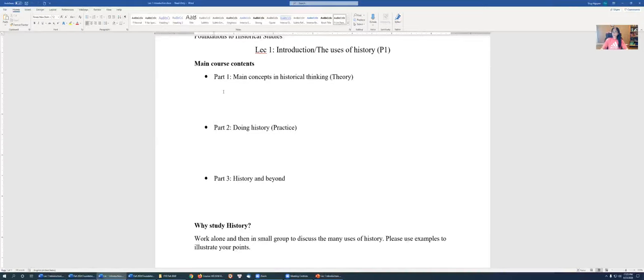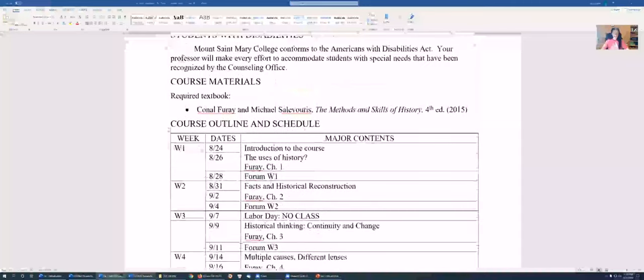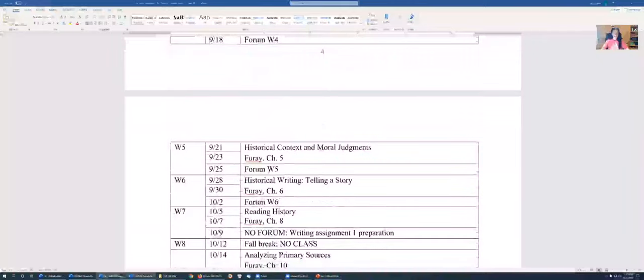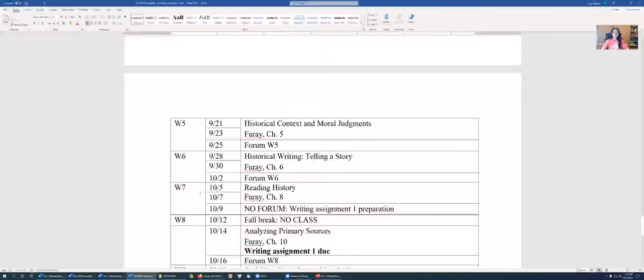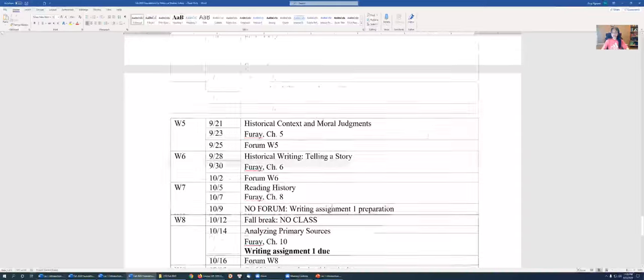As a historian, what do you need to know? What is it all about, basically? The main concept as a historian, certain things that you have to keep in mind. Maybe a couple of seconds for you to brainstorm these questions. Okay, so the major concepts in historical thinking. If you take a look at the syllabus, you can see here, this is the first part of the class, basically everything we study up until the first writing assignment. So what is it about?